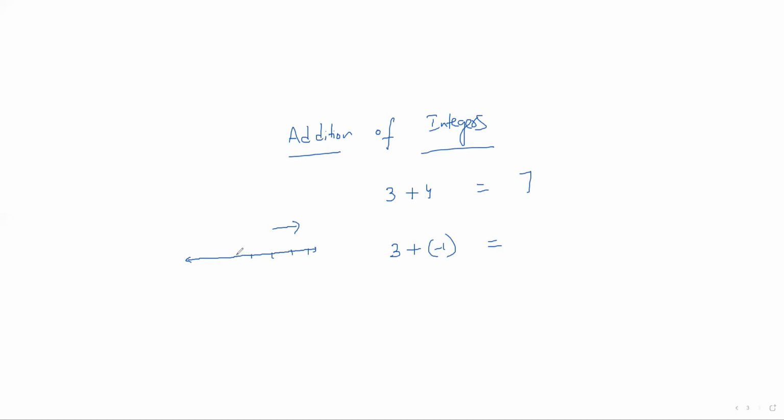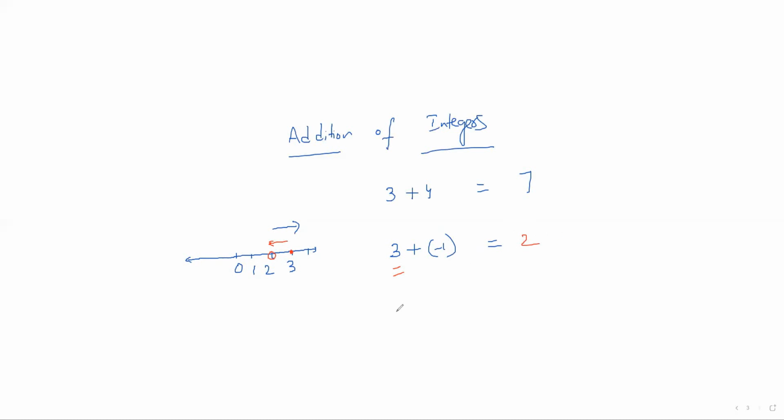So let's say we have 0 here, 1, 2, 3. Now we are adding 3 to -1. 3 is here. Since we are adding -1 here, now you have to go back 1 unit. So that means our answer will be 2 here.